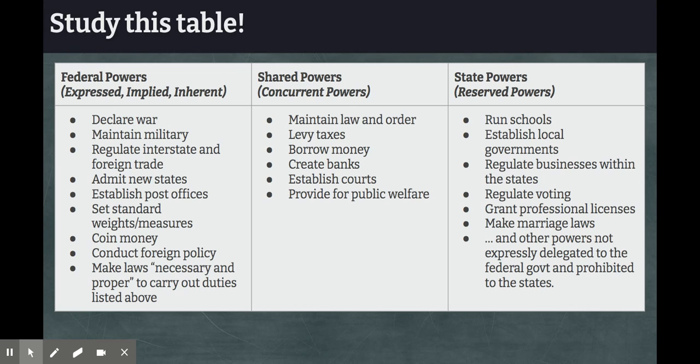In terms of shared powers, here are some examples. States, as we mentioned, maintain law and order as well as the federal government. Both the state and the federal government carry or collect taxes. They both borrow money. They both create banks. They both establish courts. And they both provide for the public welfare. In terms of things that are reserved to the states, those would be running schools, establishing local governments, regulating business within the state, regulating voting, since California runs voting slightly differently than other states, right? And the requirements are slightly different. States grant professional licenses, as we mentioned. They make marriage laws, and of course, they hold any other power not expressly delegated to the federal government that is prohibited to the states.